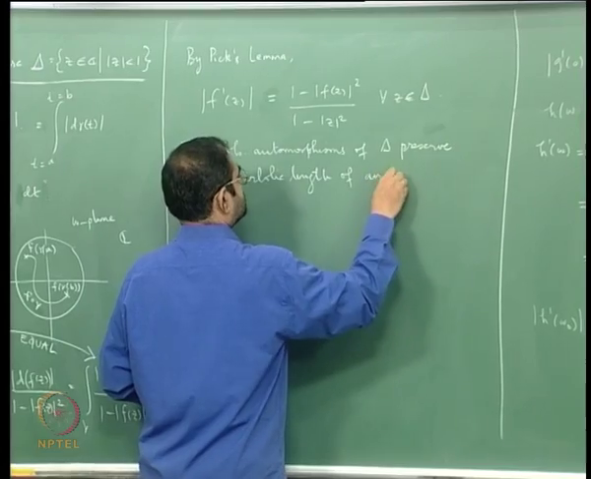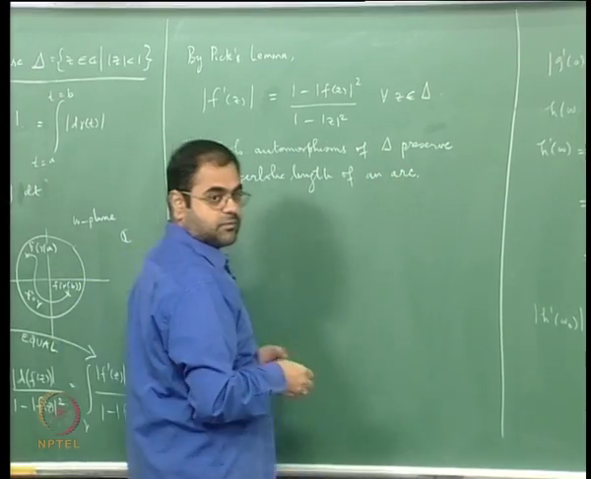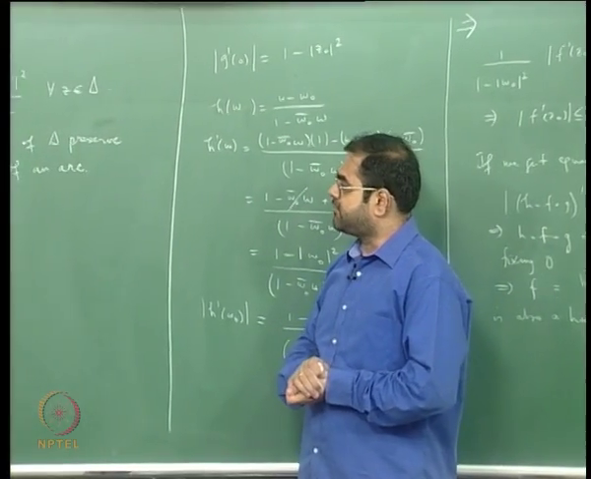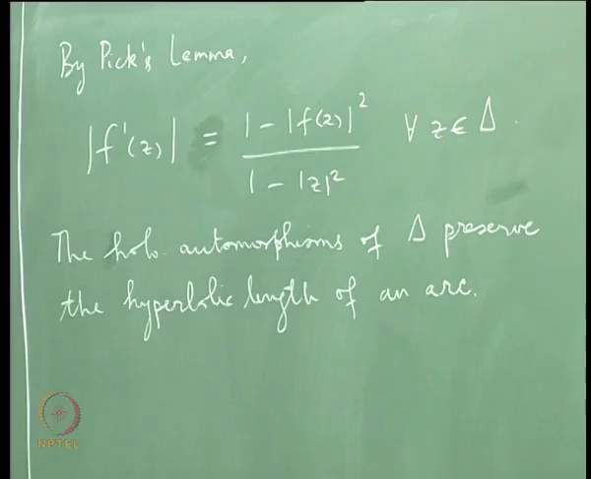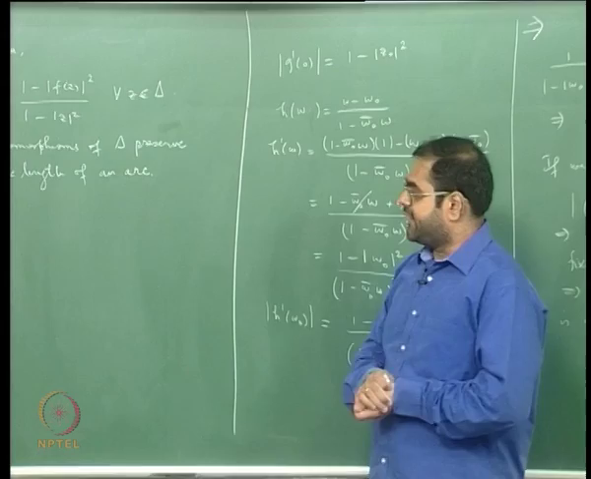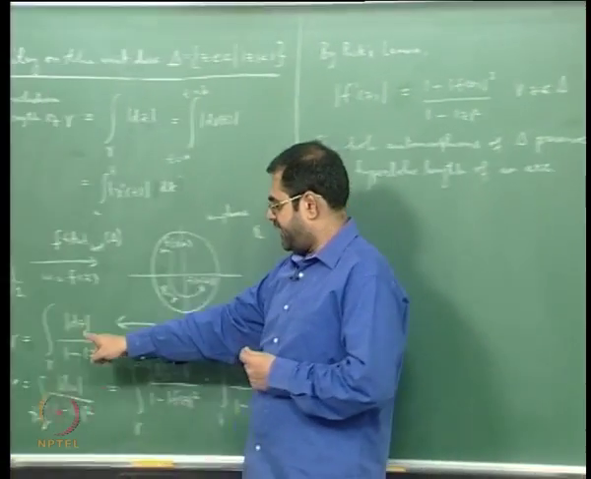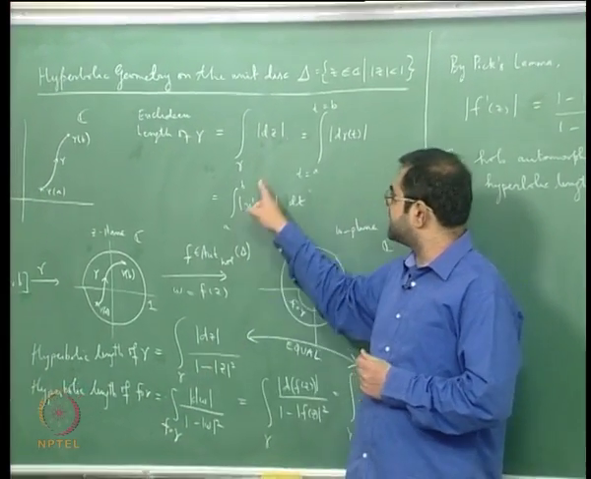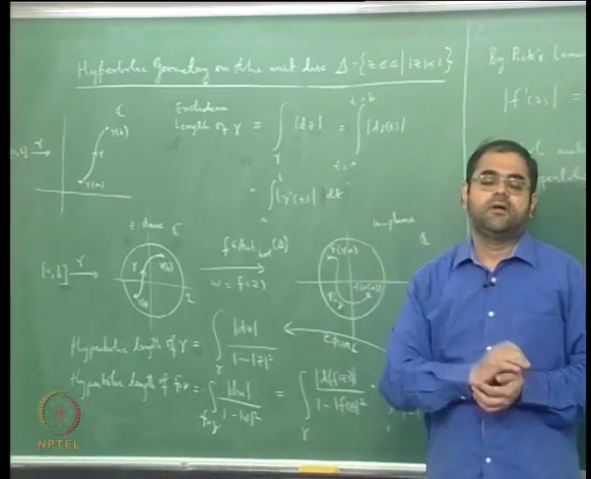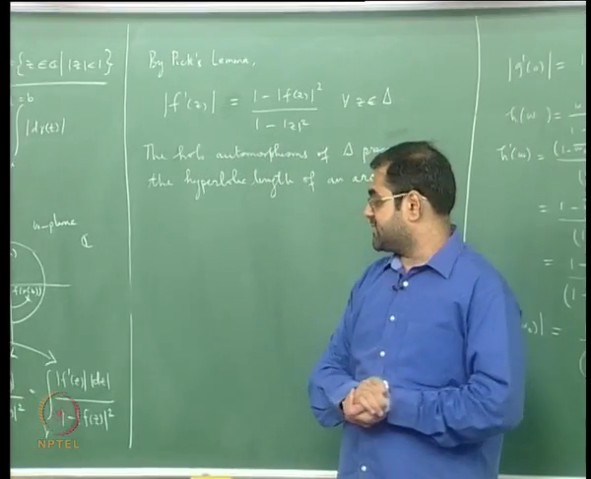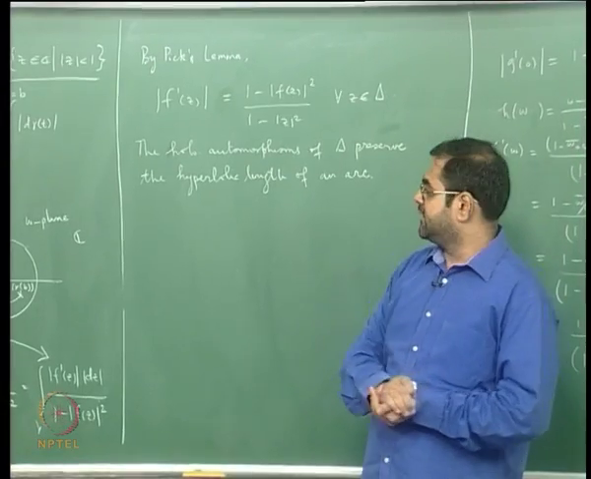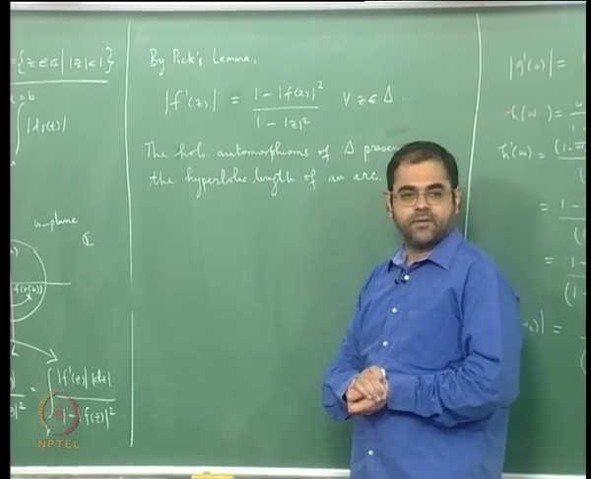Of an arc. So this is a geometric statement concerning the equality in Pick's lemma, and that is the importance of this expression. Instead of just integrating over mod dz, which will give you the Euclidean length, you integrate mod dz by 1 minus mod z the whole square. That gives you the hyperbolic length.